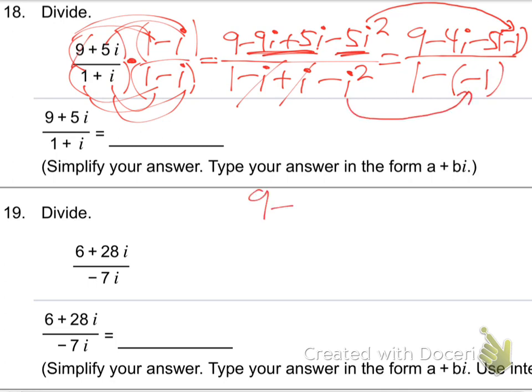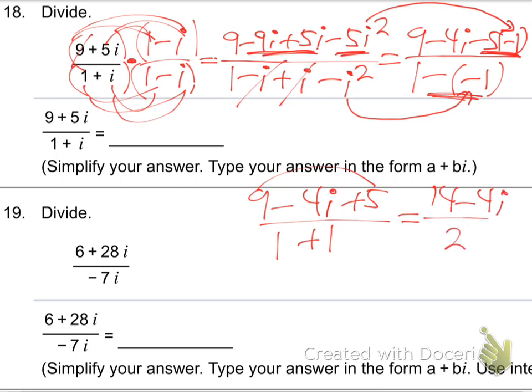So what does that give us? 9 minus 4i minus 5 times negative 1 is plus 5. 1 minus a minus 1 is plus 1. And then 9 plus 5 is 14. 14 minus 4i over 2. Divide both those by 2. That'd be 7 minus 2i. Right? Divide 14 divided by 2 and 4 divided by 2. It goes underneath both of them. Divides them both. 7 minus 2i.